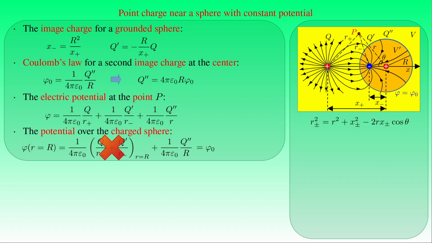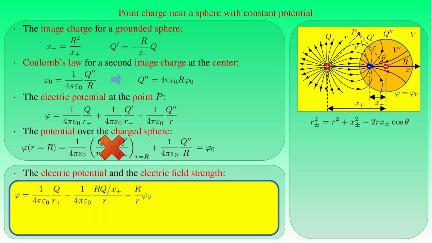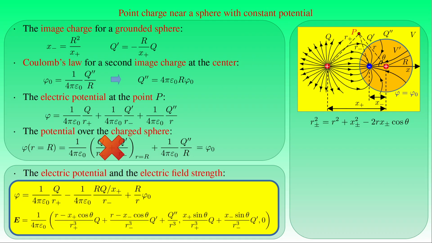We can also insert the expressions obtained for the image charges q prime and q double prime into the second and third terms of the electric potential phi. Again, the result shows that the potentials of the grounded sphere and this sphere only differ in the last term, here capital R over R times phi naught, representing the contribution of the second image charge. The components of the electric field E in the spherical coordinate system adapted to the x-axis are also the same as those of the field derived in the example with the grounded sphere.